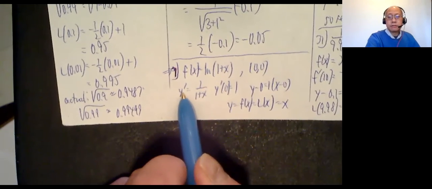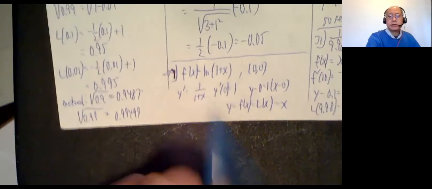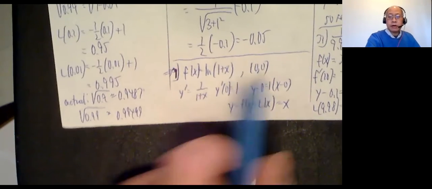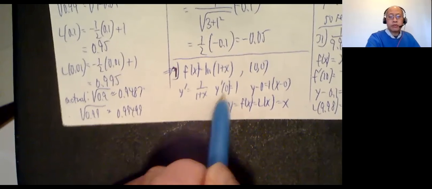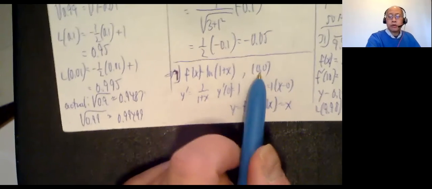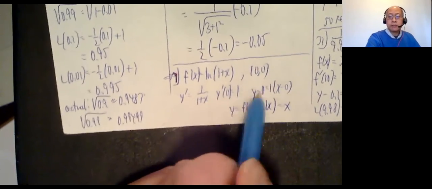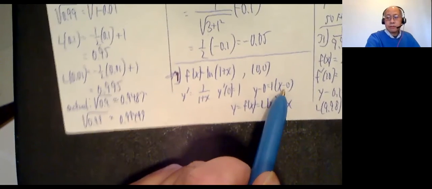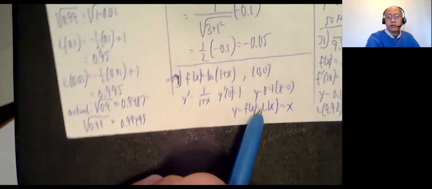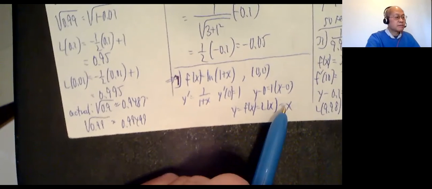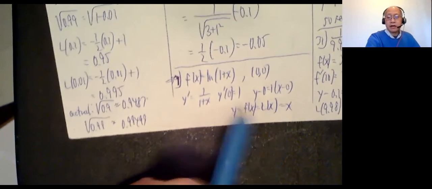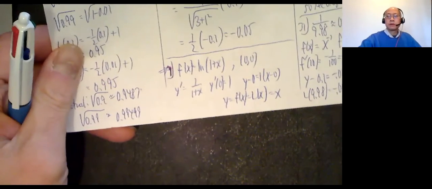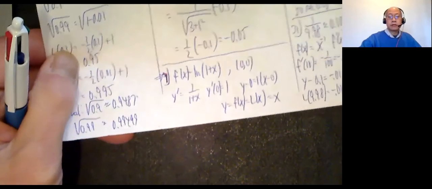So what's the derivative of this thing? 1 over 1 plus x, times the derivative of the inside, but that's just 1. Now I plug in 0. 1 over 1 is 1. So the point is the origin. Can't get any better than that. Slope is 1. Y minus 0 equals 1 times x minus 0. So y equals f of x, or L of x. We now use L of x. It's just x. And that's the right-hand side of that squiggly equal sign there. All right, so that's that.